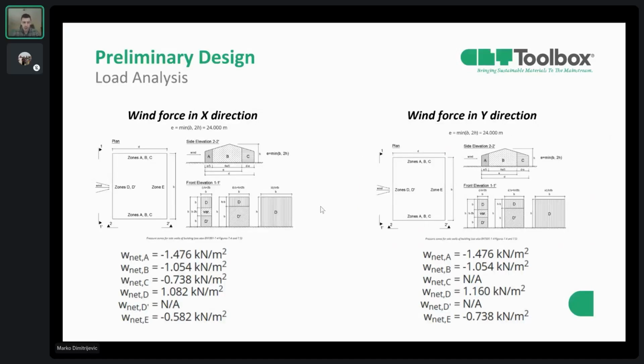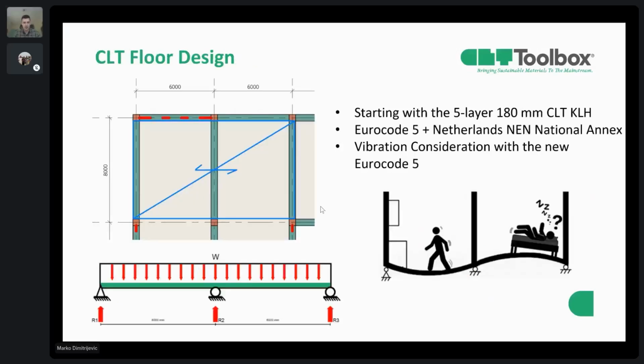According to Eurocode calculations, we have also determined wind forces and wind pressure for each surface area for both X and Y directions. In this episode, we'll use some of these values for calculating the edge columns, and also we'll use this in the next episodes for calculating diaphragms, horizontal stability, and connections.